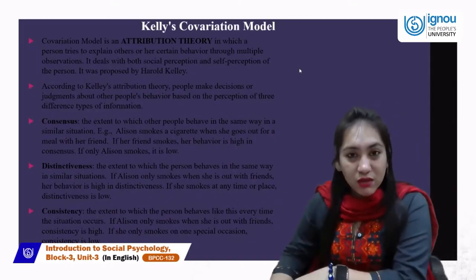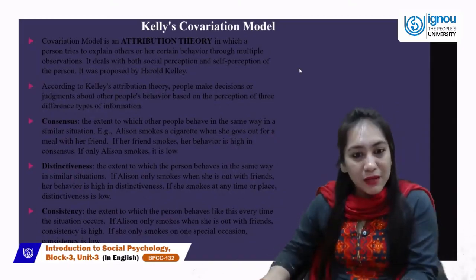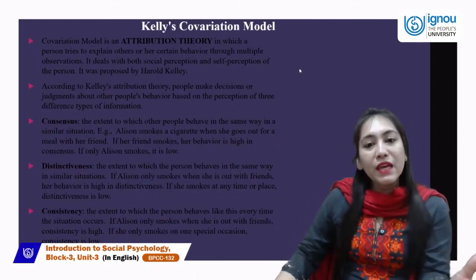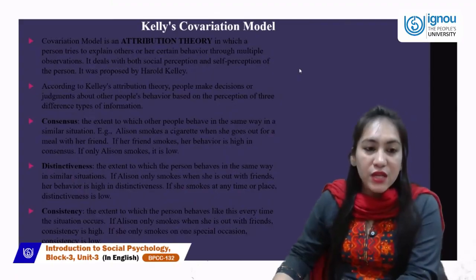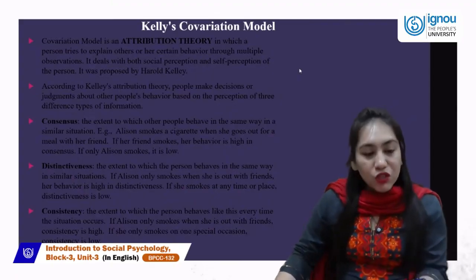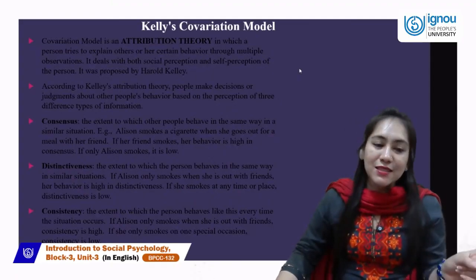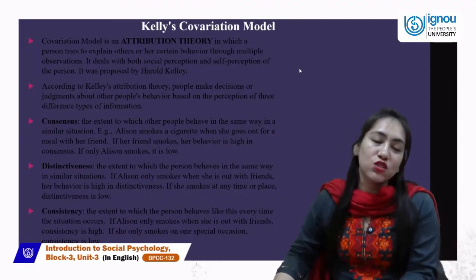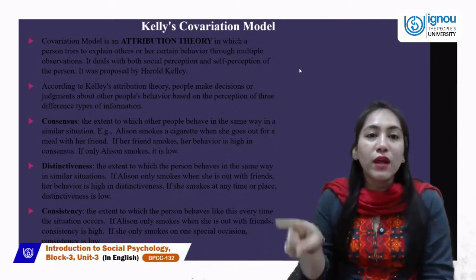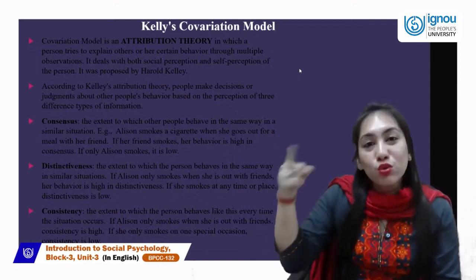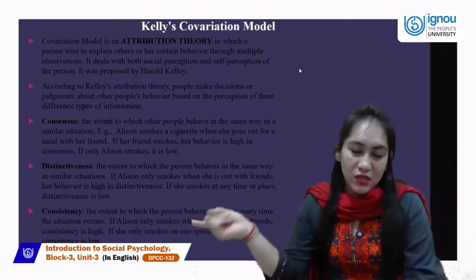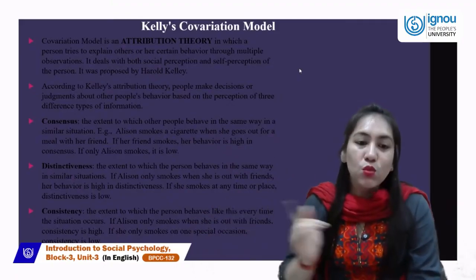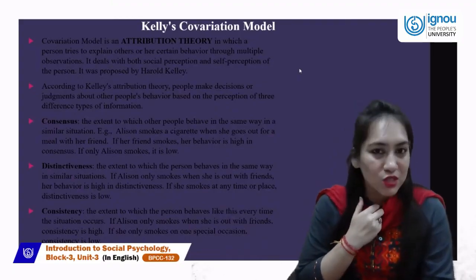Distinctiveness has to be low because it has to happen all the time, and it has to be high consensus because you are behaving in a similar way in a similar situation with the people. And when we talk about consistency, it has to be high consistency because it's the extent to which the person behaves like this every time the situation occurs. So whenever this situation occurs, you will do it. So it has to be high consistency, high consensus and low distinctiveness. Why distinctiveness? Because it's about other people, it's not about you.